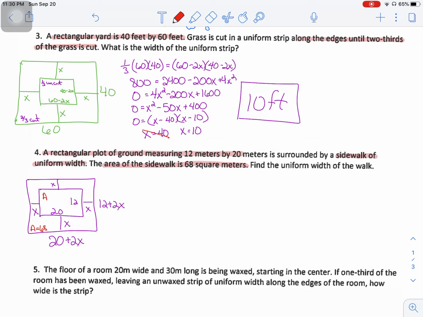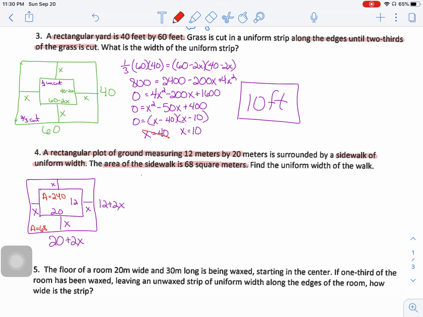One other piece that I can add here is that the area of the rectangular plot of ground, if that's 12 by 20, should be, what, 240? That sounds right to me. But since my brain is sometimes Swiss cheese, I double-checked it in my calculator. Now I'm going to use these pieces of information, the 240 for the rectangular plot of ground and the 68 for the sidewalk, and create an equation based off of those.